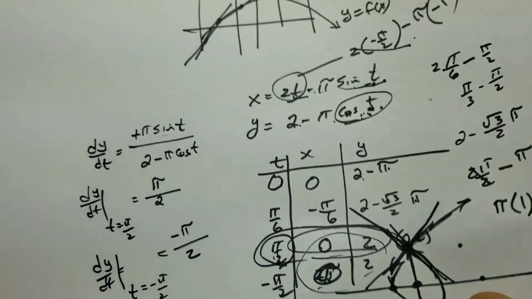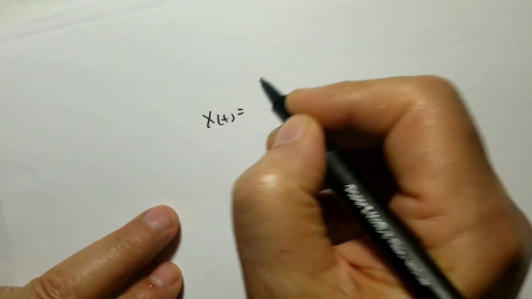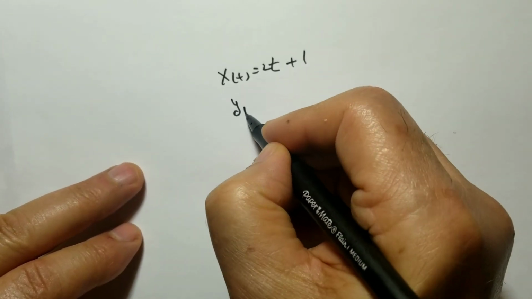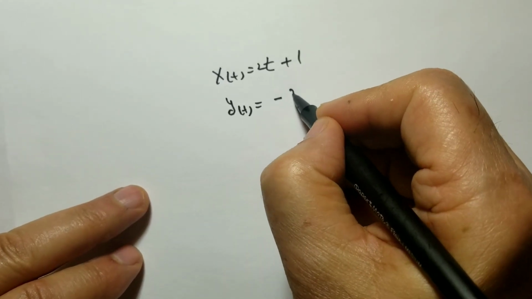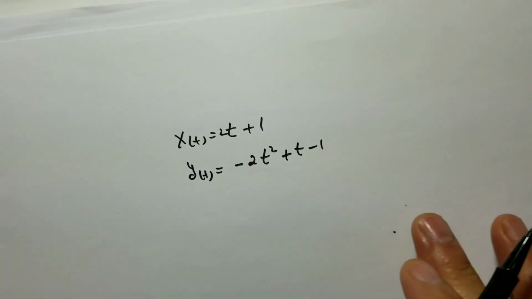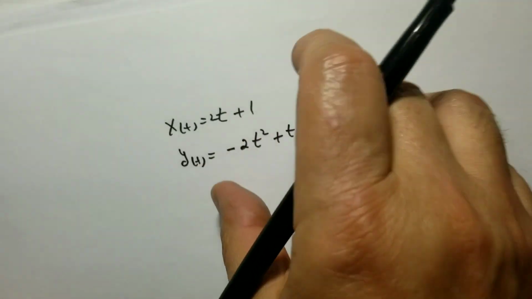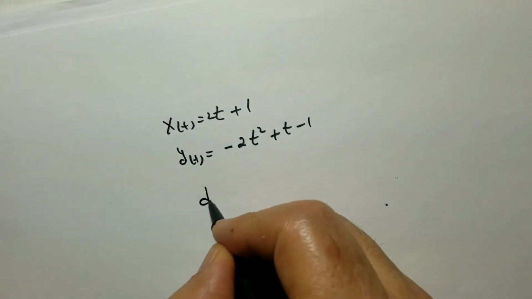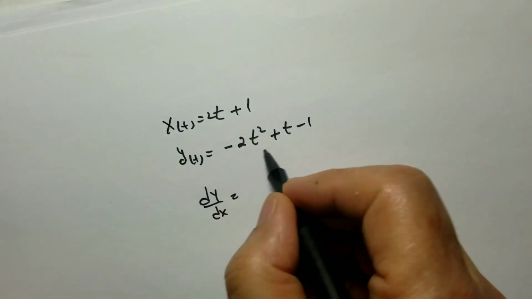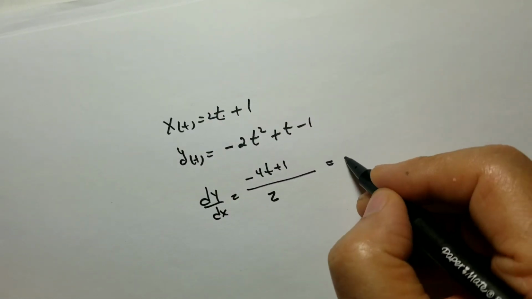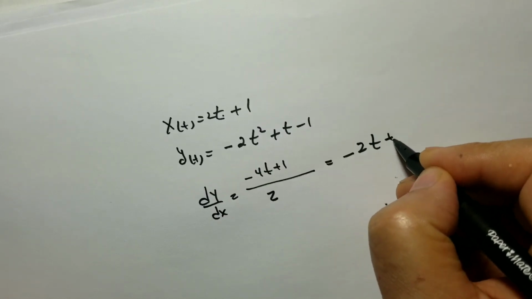And there are other cases that I'm going to ask you. If you have x of t equal to 2t plus 1, and you have y of t equal to negative 2t squared plus t minus 1, I know I'm going to have a path. But I want to know about the concavity: when the graph is concave up, when the graph is concave down. I know for my derivative, dy/dt becomes nothing except negative 2t plus 1/2.